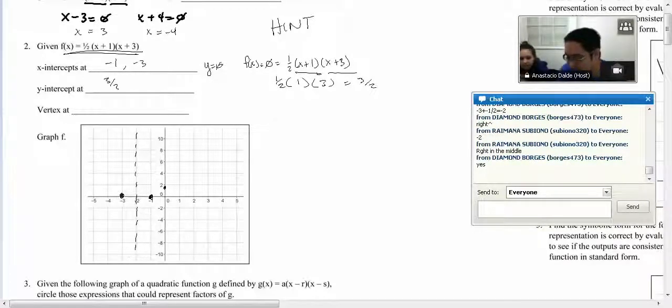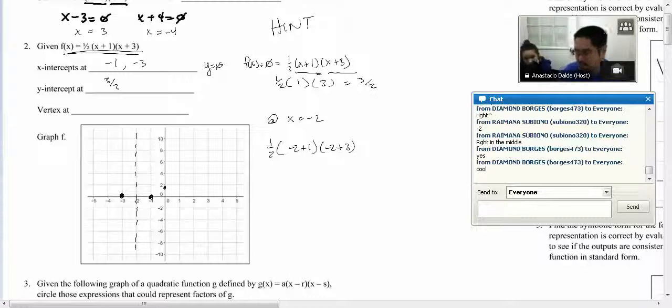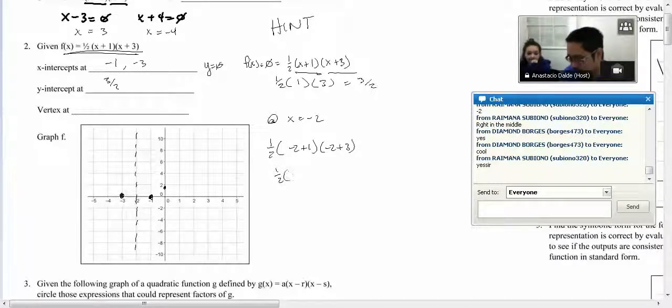And then what you do is, at x equals -2, that's where our vertex is going to be. So all we do is we plug -2 into our function. So we have 1/2 times (-2 plus 1) times (-2 plus 3). We cool? You guys see that? Alright. And then we have 1/2 times -1 times 1, which is -1/2. Agreed? So it goes down to -1/2. Well, that's the official way to solve it.